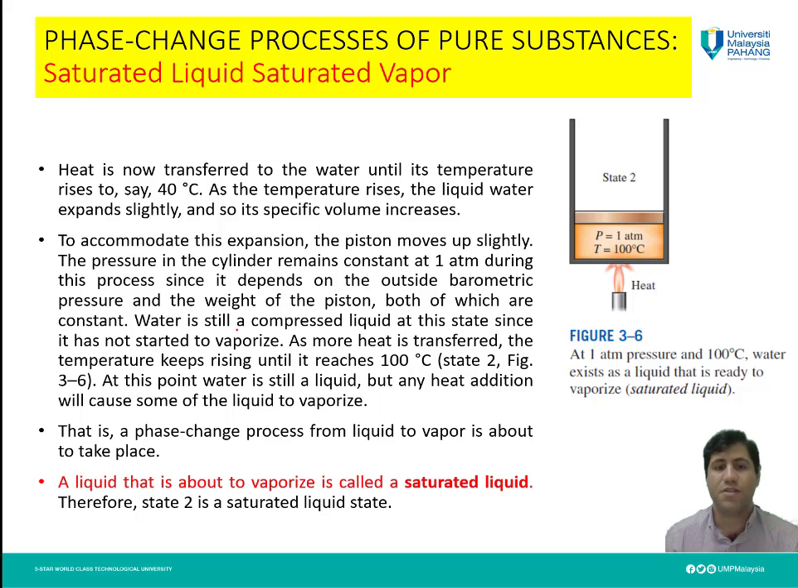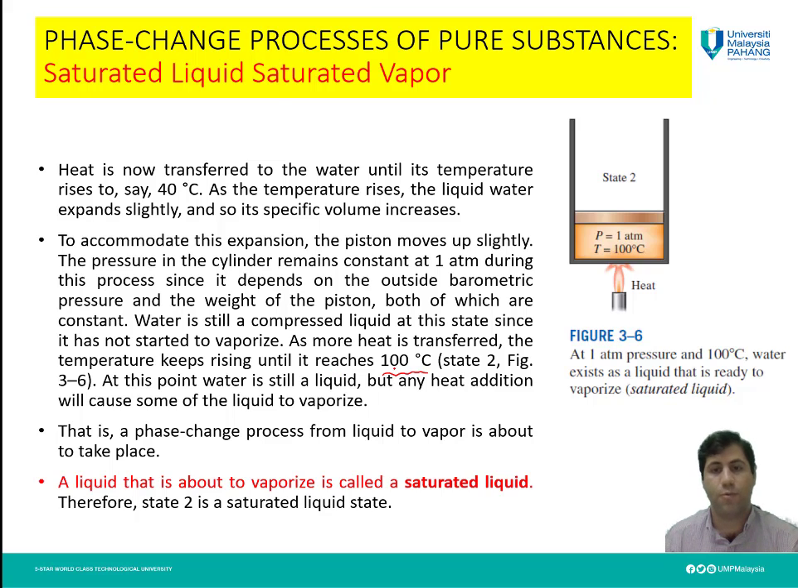Water is still a compressed liquid at this stage since it has not started to vaporize. Even at 40 degrees Celsius, it is subcooled or compressed liquid because it is not about to vaporize. If we increase the temperature of the water to 100 degrees Celsius, at this point the water is still in liquid phase, but any heat addition will cause some of the liquid to vaporize. Until this 100 degrees Celsius, only the temperature of the liquid water is increasing.